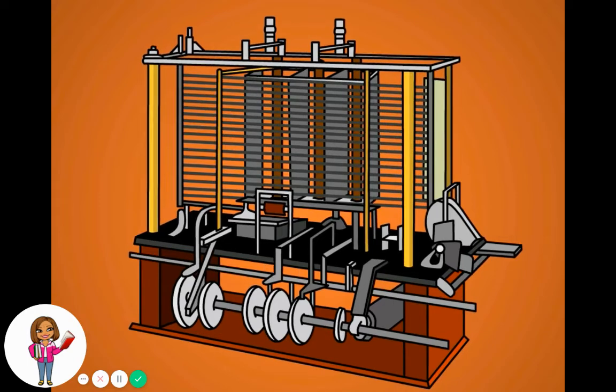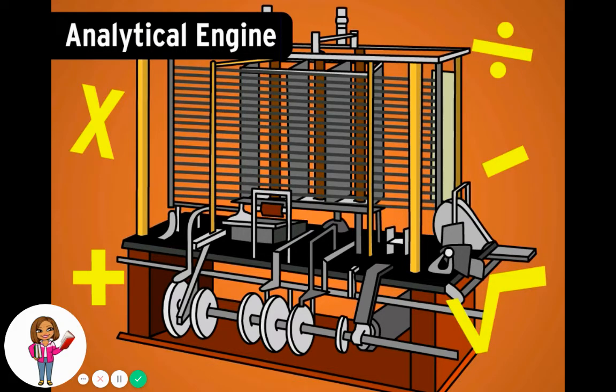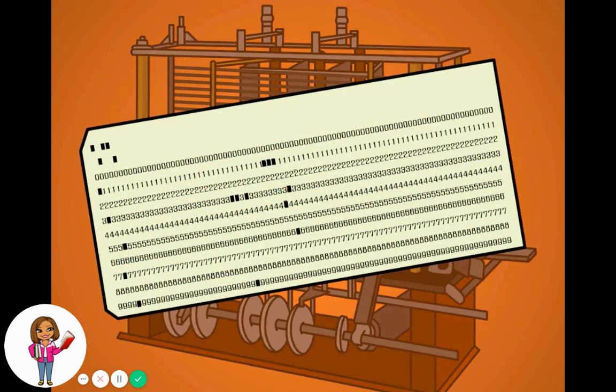Another of Babbage's ideas was for a device called the analytical engine. It was designed to add, subtract, multiply, and divide numbers, derive square roots, and make comparisons. The machine could do these things by reading instructions on punched cards.